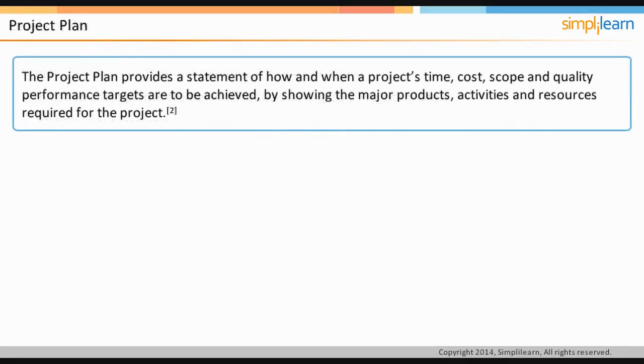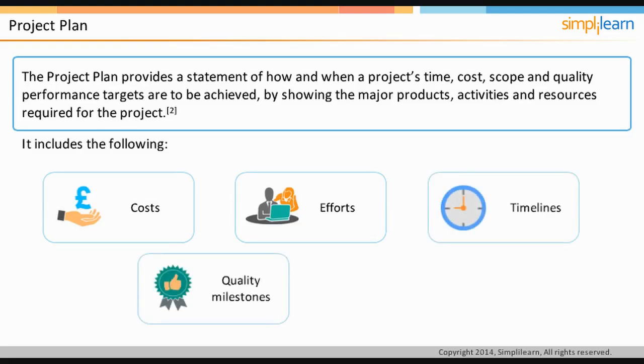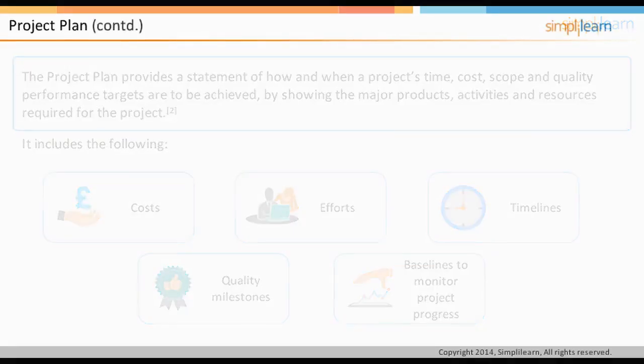The project plan provides a statement of how and when a project's time, cost, scope, and quality performance targets are to be achieved, by showing the major products, activities, and resources required for the project. A project plan includes costs, efforts, timelines, quality milestones, and baselines to monitor project progress. We will continue our discussion on project plan in the next screen.